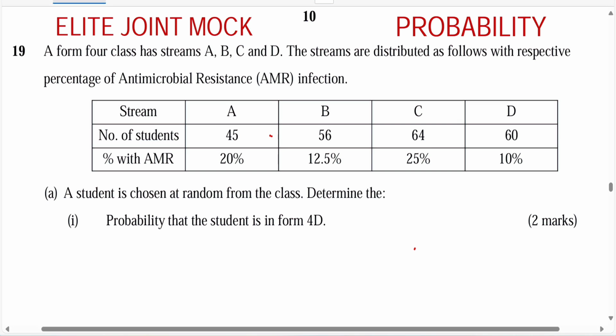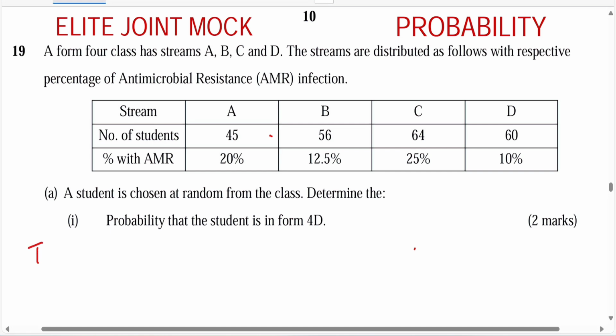So the question says a student is chosen at random from the class. Determine the probability that the student is in Form 4D, which is very easy. Now if you want to find the probability of this student being in Form 4D, it is very easy.